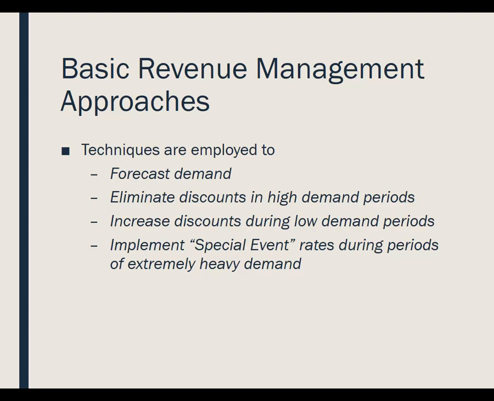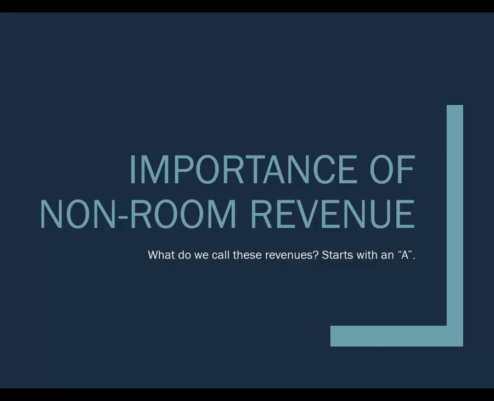Okay? Now, before we get to how we can start to evaluate, how can we start to price out our rooms, we need to make sure that we don't forget about something else that comes with hotels. And that's something that we call non-room revenue. Now, what do we call these revenues really in our industry, in the hotel industry? You won't hear it referred to as much as your non-room revenue. What you will hear it referred to is as ancillary revenue.